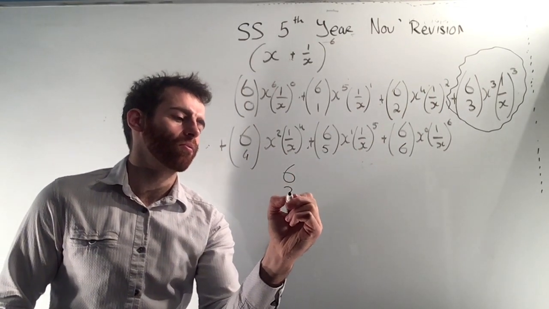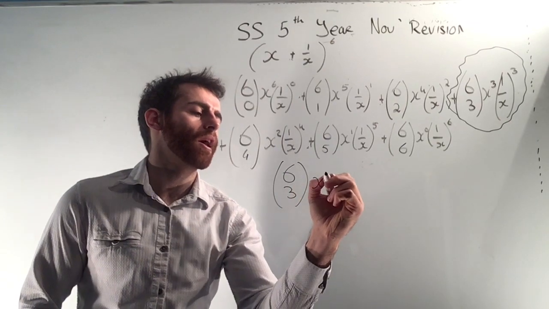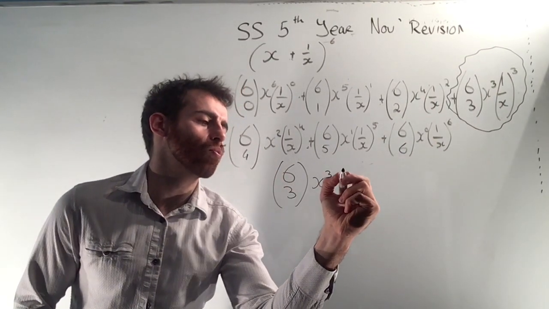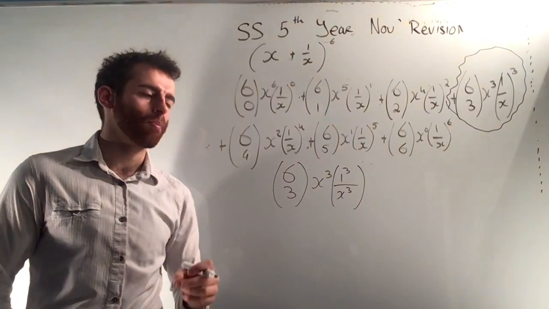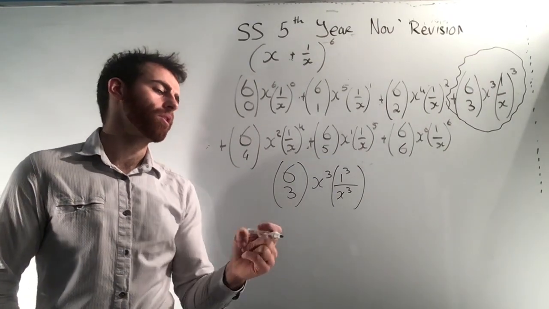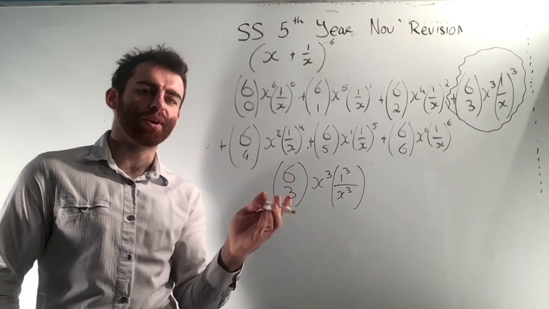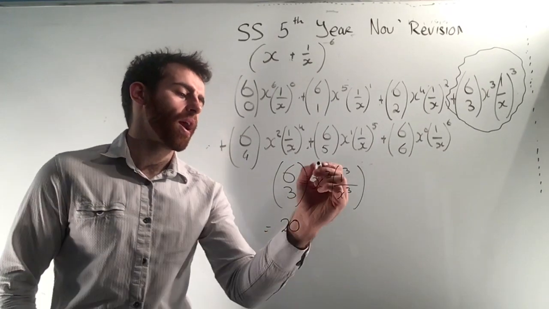So let's just write it. This is the only term I'm concerned with now. It's 6 choose 3, x to the power 3, 1 over x to the power 3. That's the same as 1 cubed over x cubed, like a cube on the top and a cube on the bottom. So what I want you to notice is, if I simplify this further, 6 choose 3, you can put that into your calculator, you get 20.